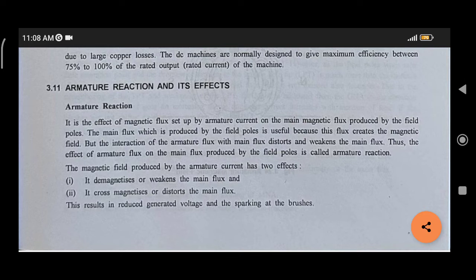Thus the effect of the armature flux on the main flux produced by the field poles is called armature reaction. The magnetic field produced by the armature current has two effects. One is that it demagnetizes or weakens the main flux, and the second is that it cross-magnetizes or distorts the main flux.